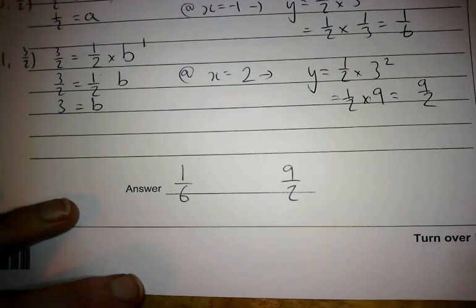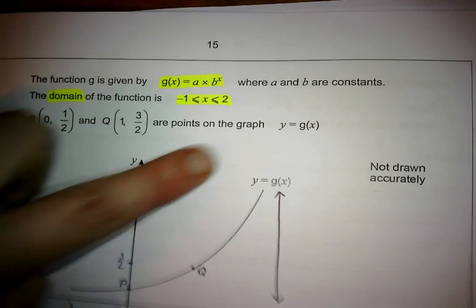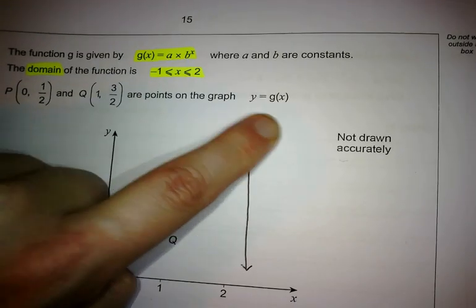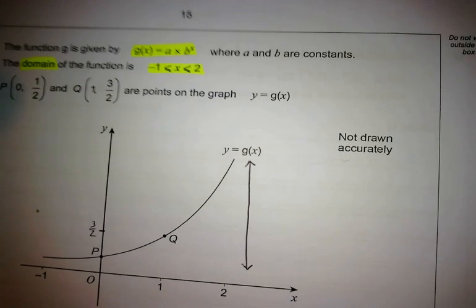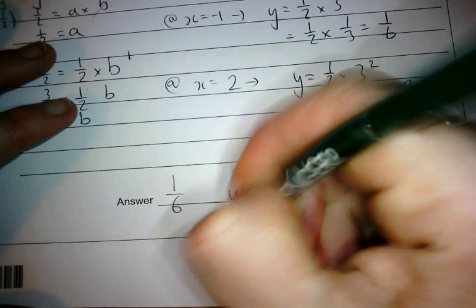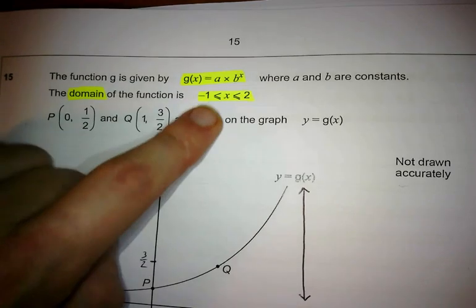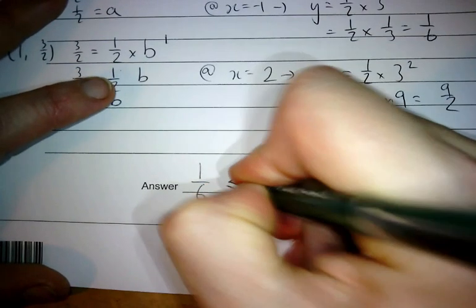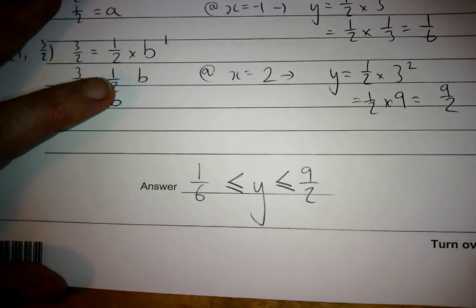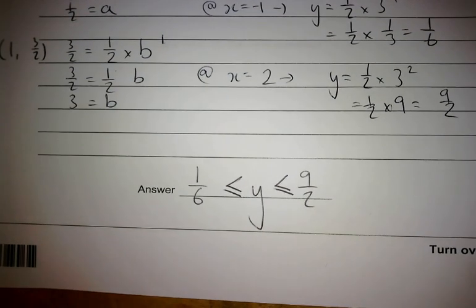The range is y, but there's no y actually, oh no, there is. So I could either use y or g of x. And I'm going to follow the convention. It was greater than or equal to, greater than or equal to, which means it's greater than or equal to, greater than or less than or equal to, as my final answer.